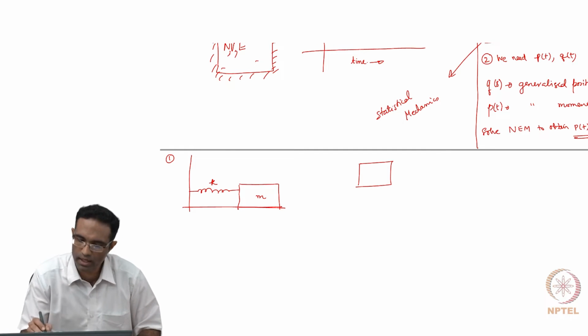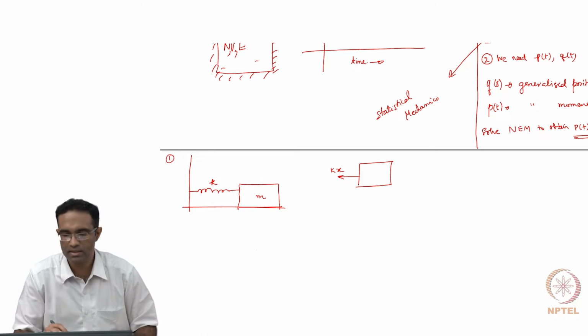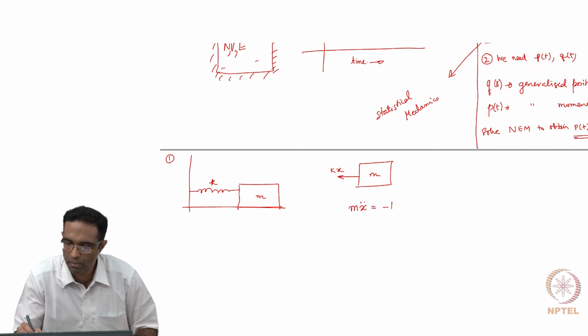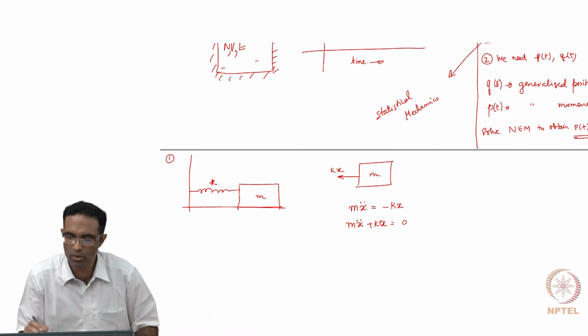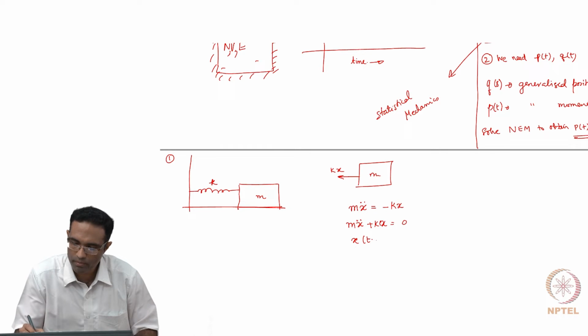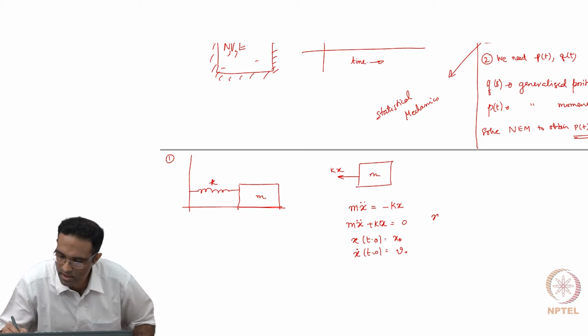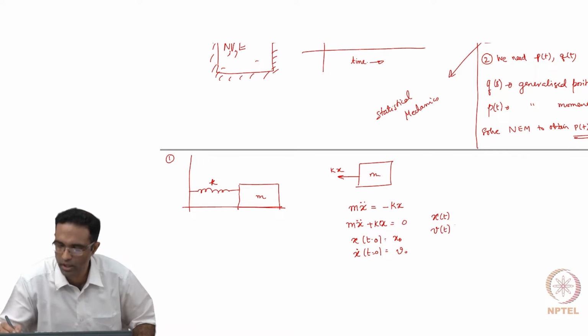Okay. And then if it's being pulled to the right, you would say that this is kx, right? This is mass m. So the equation of motion is nothing but m x double dot equals minus kx. So m x double dot plus kx equals 0, which is basically a second order differential equation. So given the value of x at t equal to 0 and the velocity at t equal to 0, you can predict and solve this differential equation and get x as a function of t, and obviously the velocity also can be obtained as a function of t.